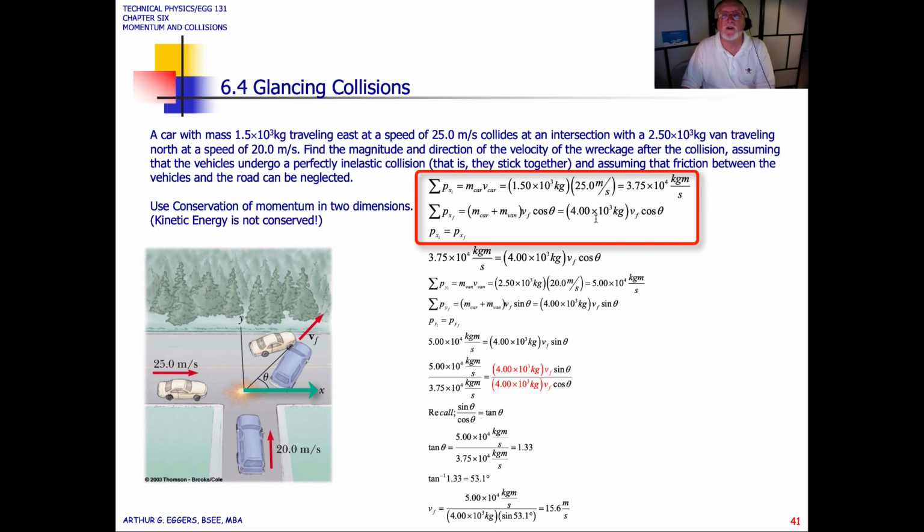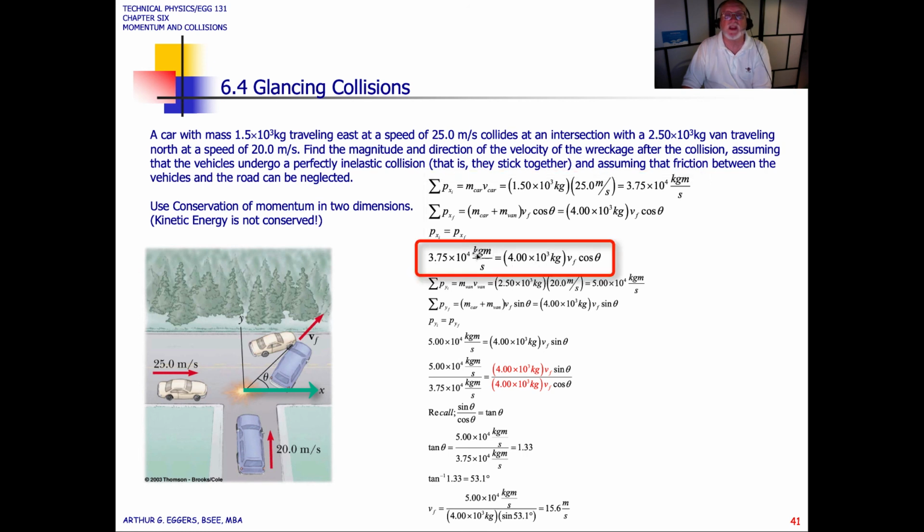Okay, so we have 4 times 10 to the 3rd kilograms, that's the sum of the two vehicles, times the final velocity times the cosine of theta. Since momentum is conserved, the initial momentum in the x direction is equal to the final momentum in the x direction. So we set those two values equal to each other. We have a value, 3.75 times 10 to the 4th kilogram meters per second, but we still have terms in the second expression: 4 times 10 to the 3rd kilograms, the unknown final velocity, and angle theta.